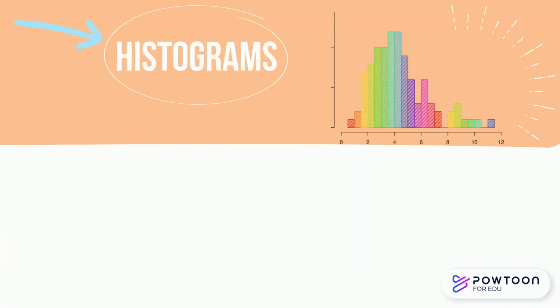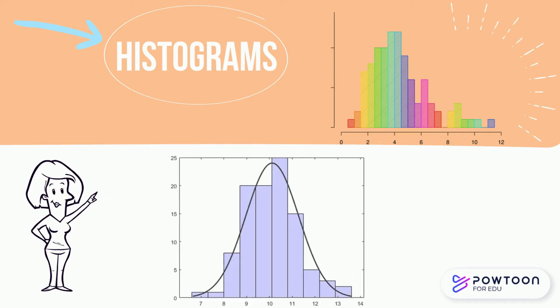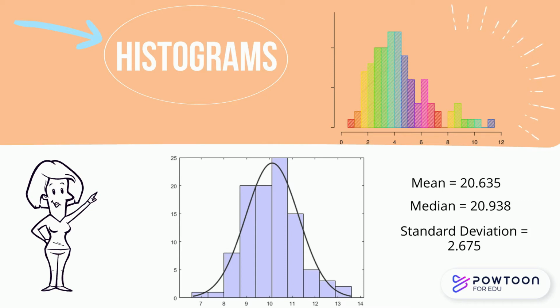Focusing first on histograms, we must use the term approximately normal. We can only perform this on scale variables, and we should produce a distribution curve and check all of our MCTs to see if they fit within each other. So here we're going to see two examples. First, here's a normally distributed histogram with the corresponding MCTs. We can see that the mean, median and standard deviation are all similar to one another and therefore fit with each other.